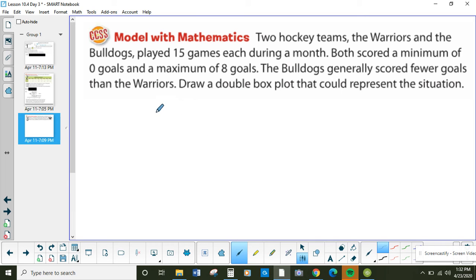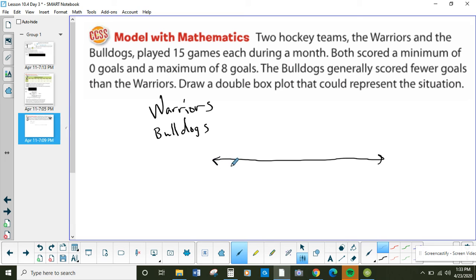They say you have two teams, right? You have, it looks like the Warriors, and we have the Bulldogs. All right, so it says both have a minimum of 0. So on my number line here, so hard to draw a straight line on this tablet. We'll start with 0. And it says a maximum of 8. So I only need to go to 8, right? So halfway through would be what? 4, obviously. Then this would be 2, right? And this would be 6. And you could even cut these in half and put all the whole numbers in there.